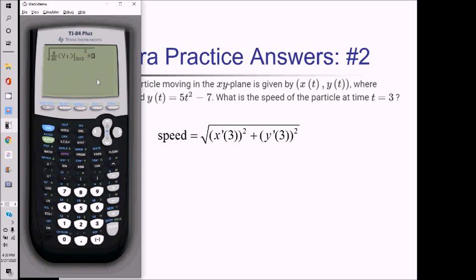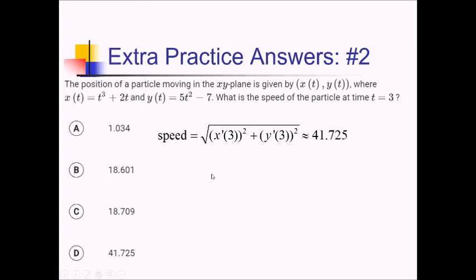Not done though, I have to add y prime of 3 squared. So let me do math 8 again, dx, and now alpha trace y2, so that I'm taking the derivative of y. We're doing that at 3, just like we were doing for the x one. And right arrow, square it, and press enter now. That gives me 41.725, which is going to give me choice D.